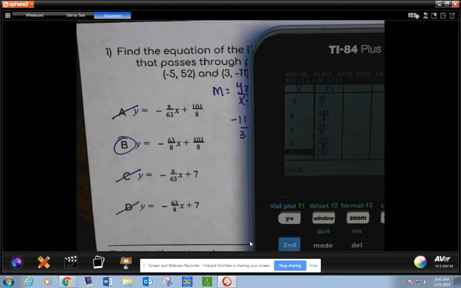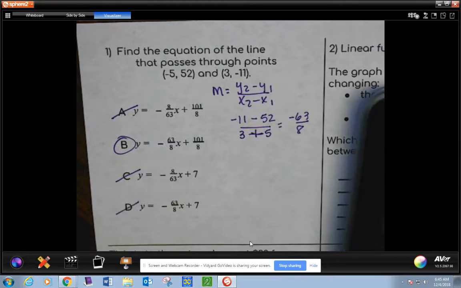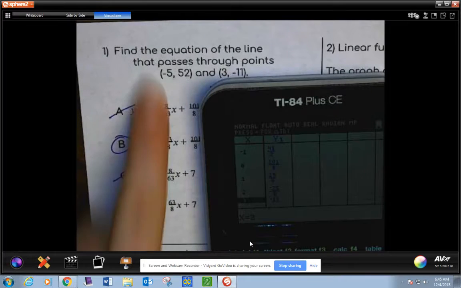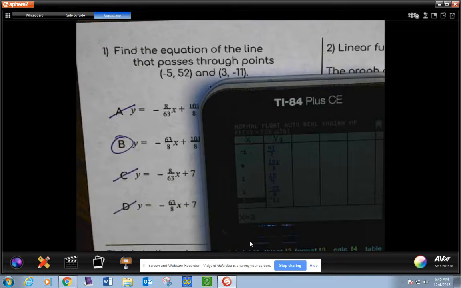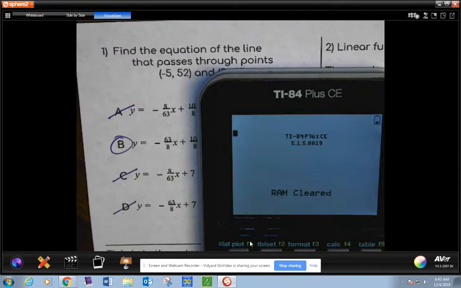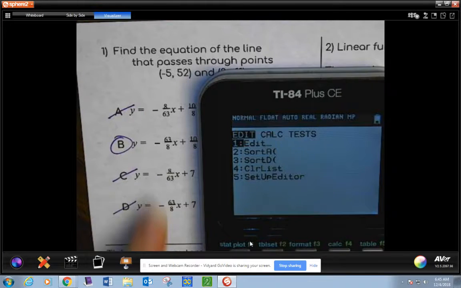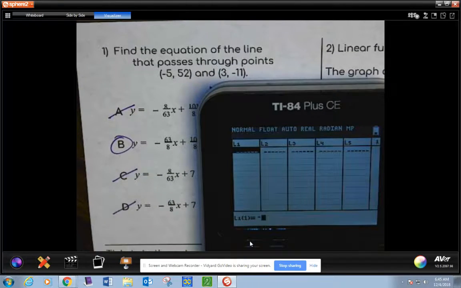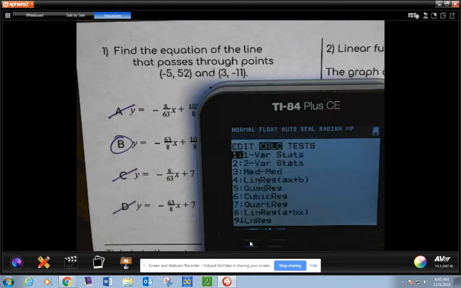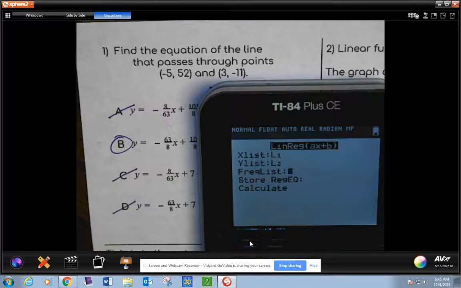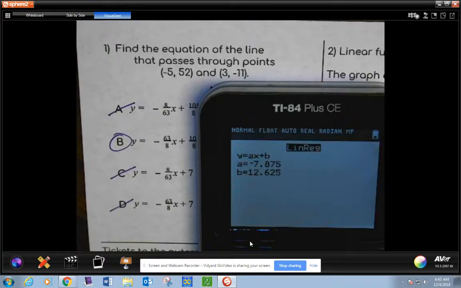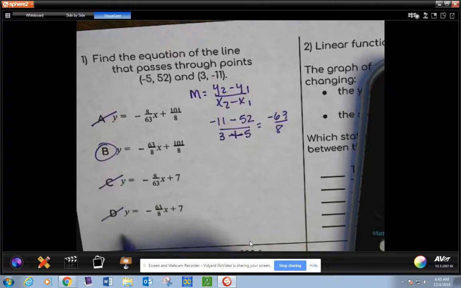Now, if you wanted to do it completely by calculator, that is one way you could do it, but there's no guarantee that the other equations wouldn't have the points. So the best way to do it would be to go to stat and hit edit. In L1 you're going to put -5 and 3, and in L2 you're going to put 52 and -11, and then you're going to do stat over to calc number 4 down to calculate, and it's going to give you your A and your B.